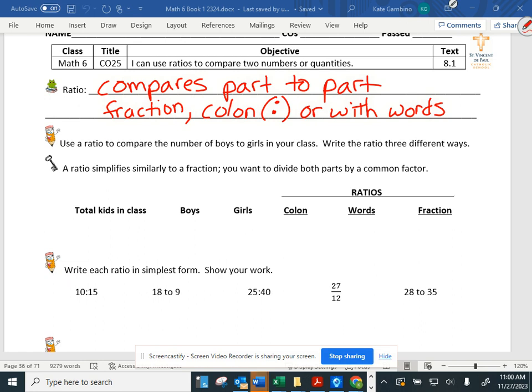And then to simplify equals dividing both parts by the same number. Just like with fractions, whatever you do to the top, you do to the bottom. Whatever you do to one part, you do to the other part. And you go down as far as you can go. Sometimes you have to simplify more than once. Go down as low as you can go.